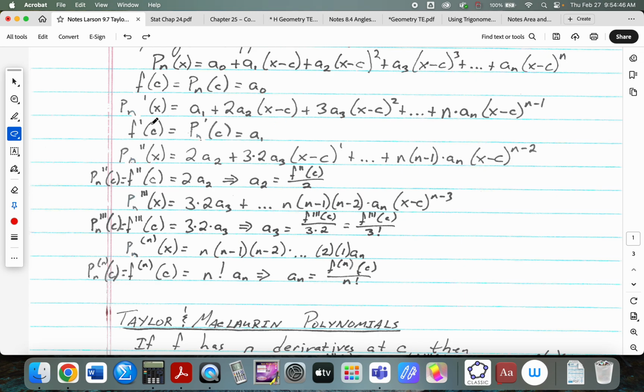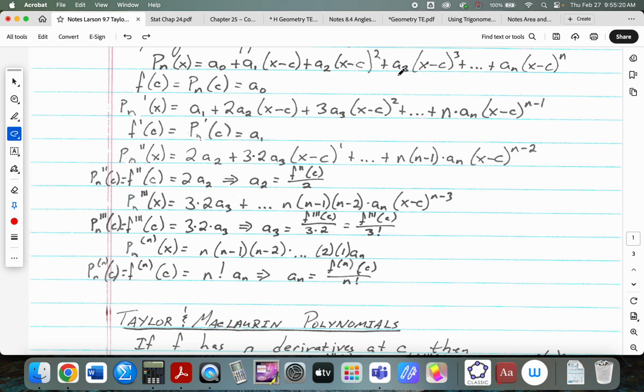Well, now if we take the derivative, f prime at c, we want it to be equal to the derivative of p sub n at c, and that's going to be equal to a sub 1. And at first you may just think, oh, each one of these is going to be the function at c, the derivative of the function at c, the second derivative of the function at c, the third derivative of the function at c.